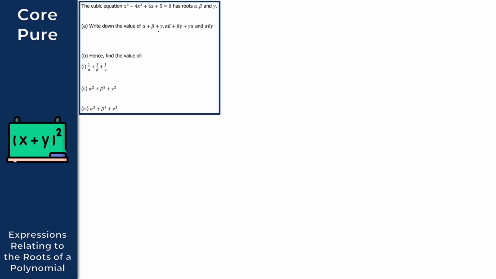So what do we have then? I've got alpha plus beta plus gamma, alpha beta plus beta gamma plus gamma alpha, and then finally alpha beta gamma. These expressions in part A are just part of the standard results for the roots of a polynomial. So for part A, starting off with alpha plus beta plus gamma, this expression is equal to minus b over a.